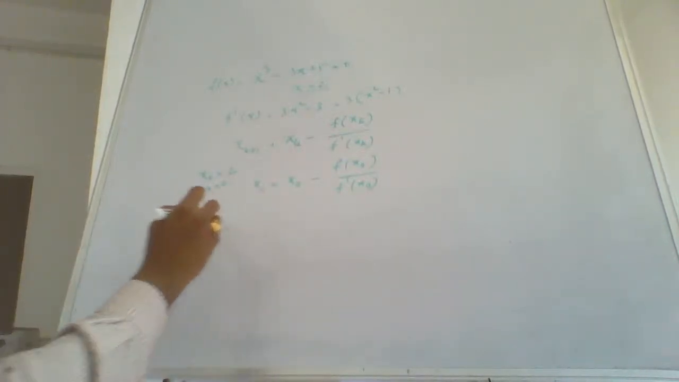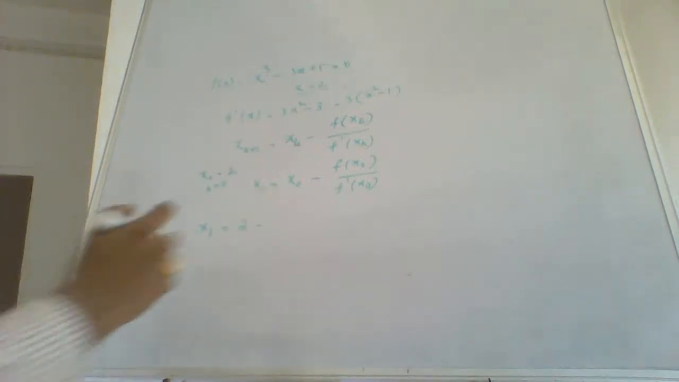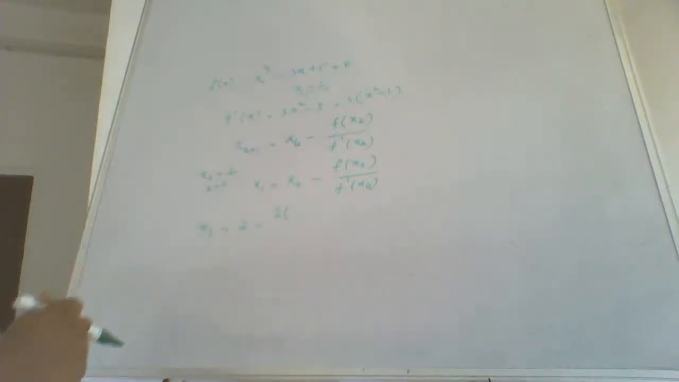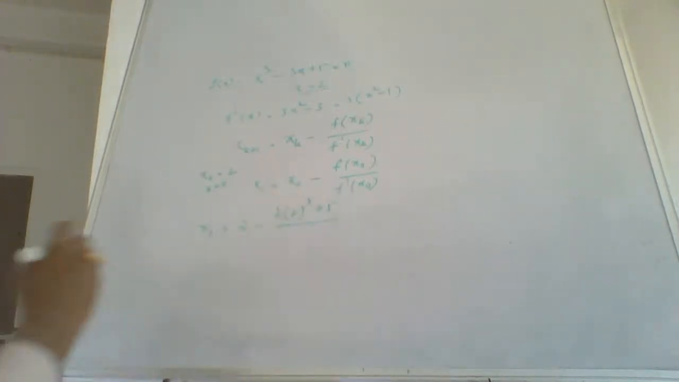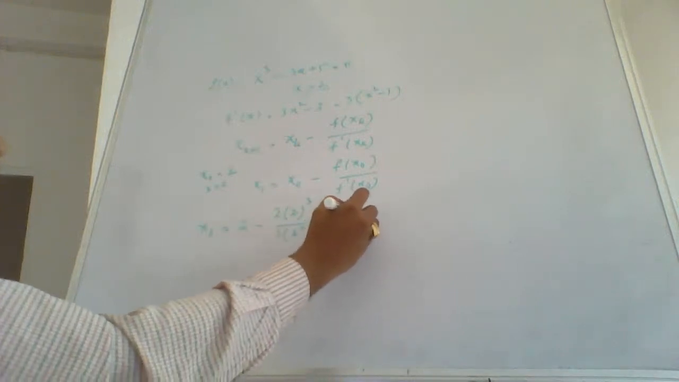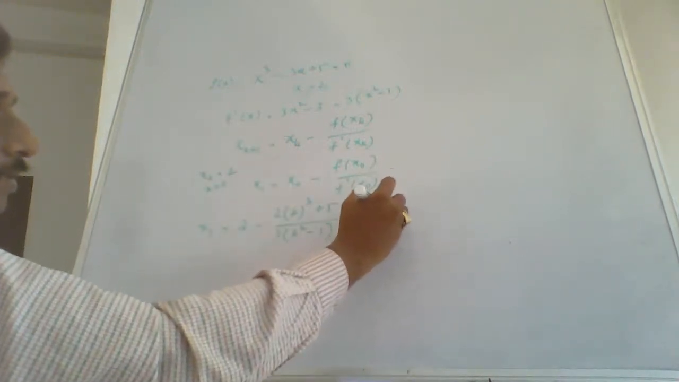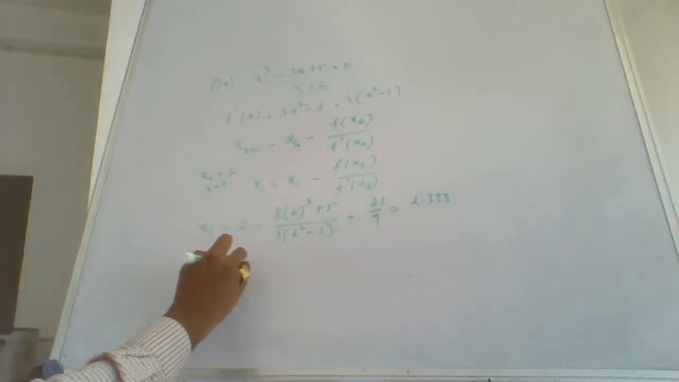Let us substitute that. So x naught being 2 minus, when you substitute here, you get 2 into x cube, x being this, minus 3 times 2 plus 5, divided by 3 times of x naught 2 square minus 1. If I simplify it, I'll get 21 by 9, that is 2.333.